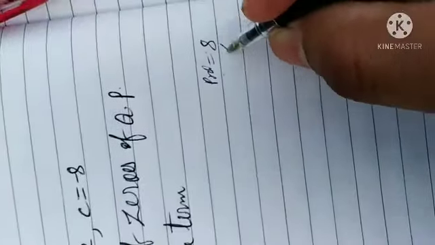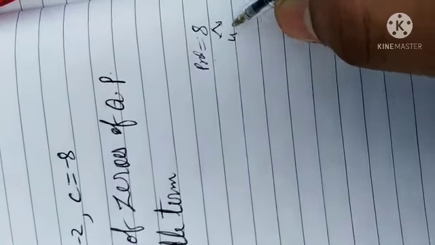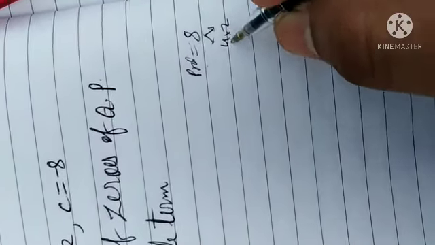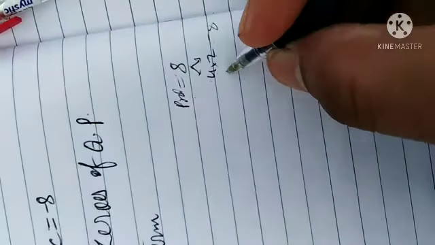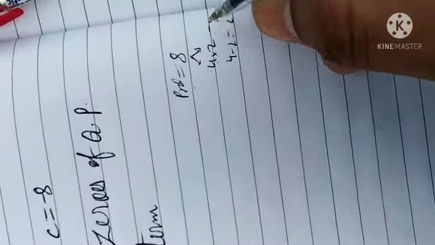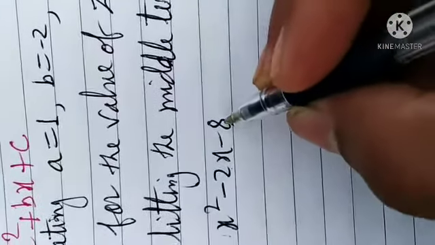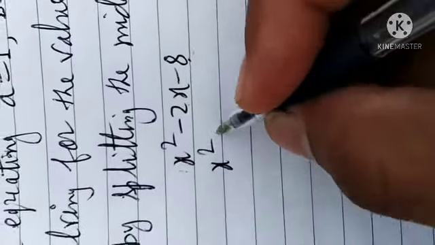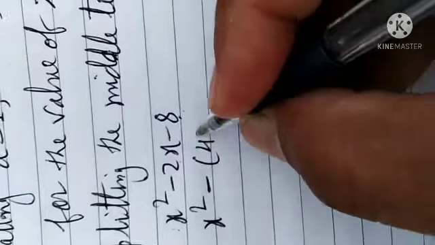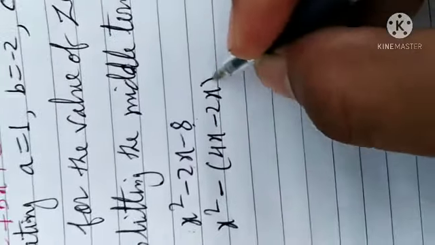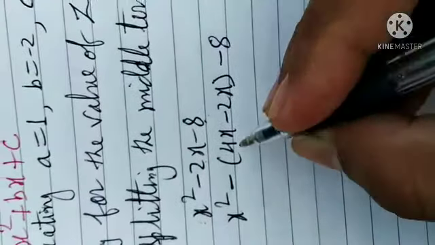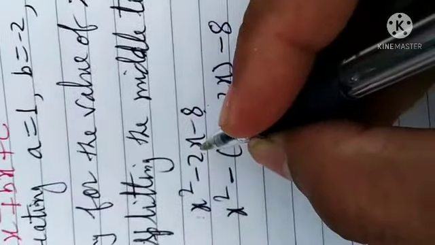So what are the numbers? These numbers are 4 and 2. If you multiply, 4 twos are 8, and 4 minus 2 is 2. So that is the given condition. We want this only. After multiplying we should get 8, and after subtraction we get 2. So now put here x square minus, in brackets, 4x minus 2x, bracket close, minus 8. Because 4x minus 2x again gives 2x.